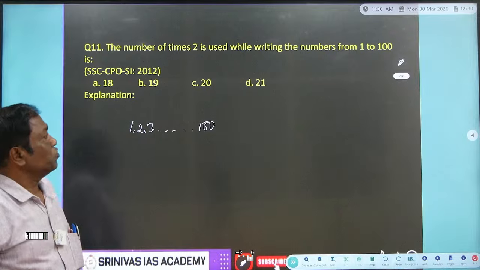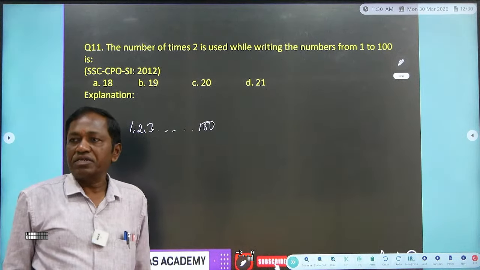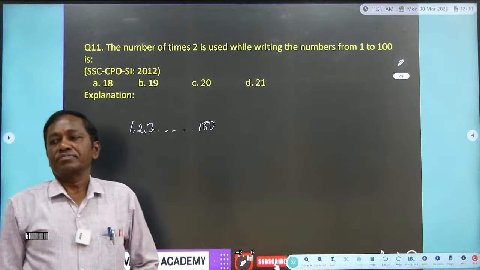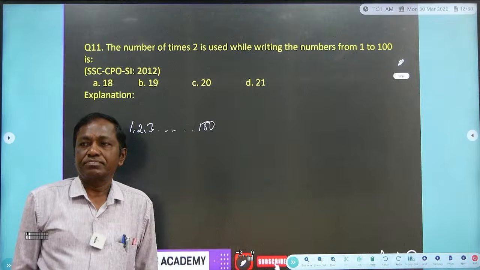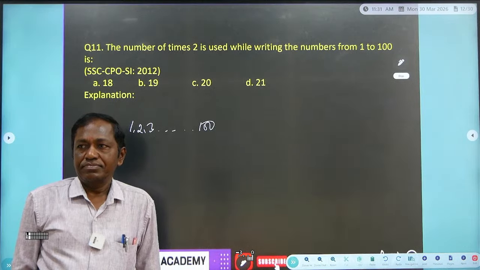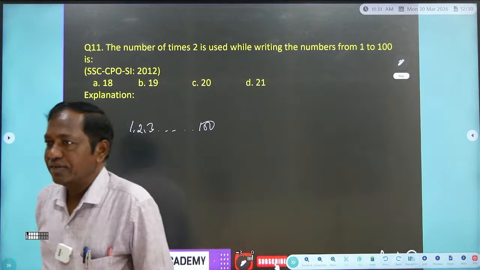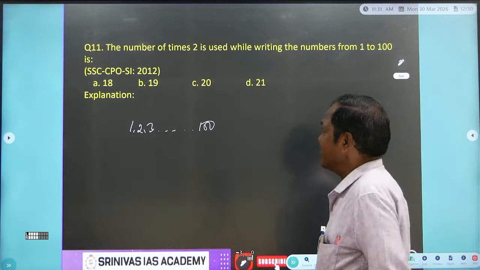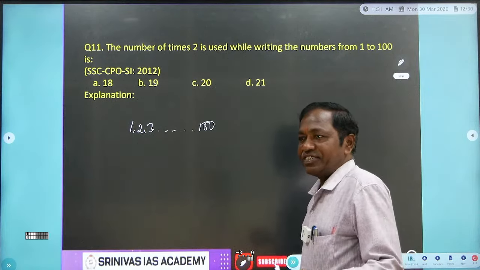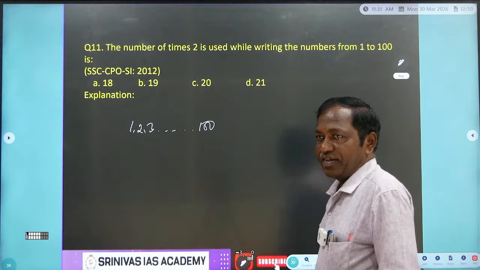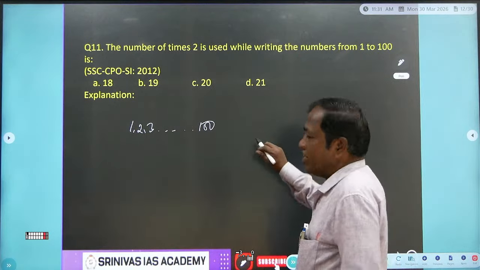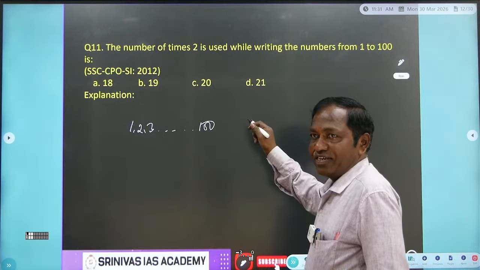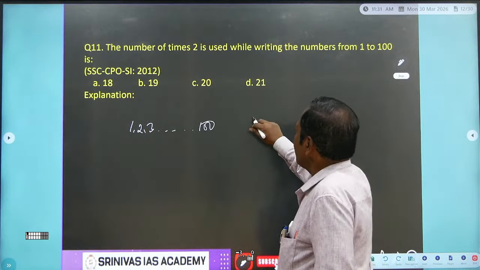How many times do you write 2 if the numbers are written from 1 to 100? It is not 19. I do not know, let me check. Most of the things I forget. So you say 19, you say 20. Let me see here what to do.